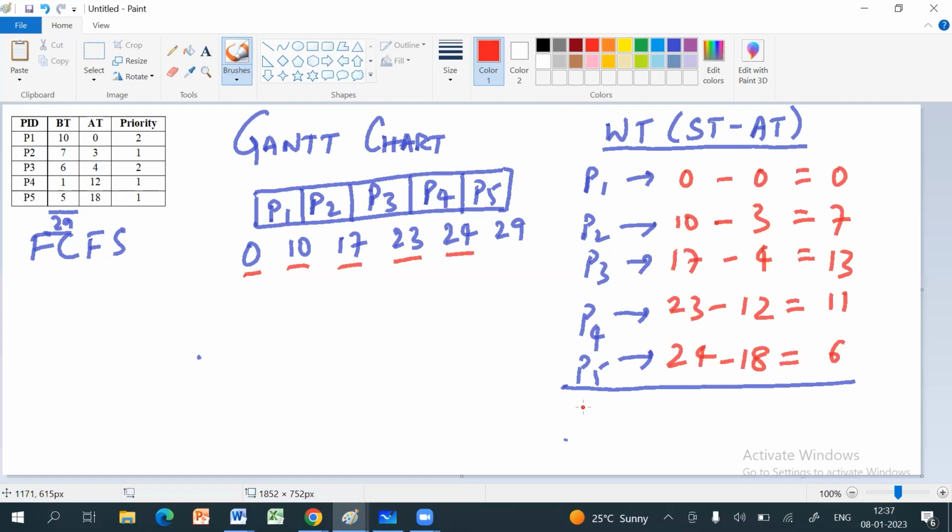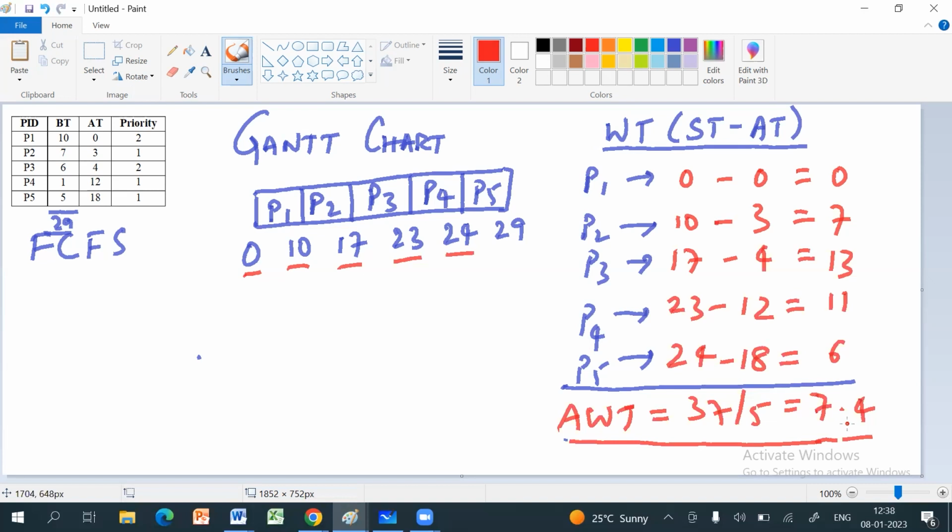Now we need to compute the average wait time, which is simply the sum of all this divided by the total number of processes. So that comes up to 0 plus 7 plus 13 plus 11 plus 6. That is 37, divided by 5 processes. So the average would be 7.4. Yeah, 7.4 is your average wait time.